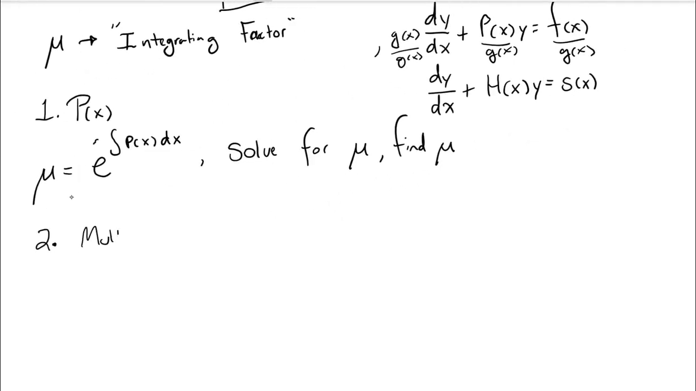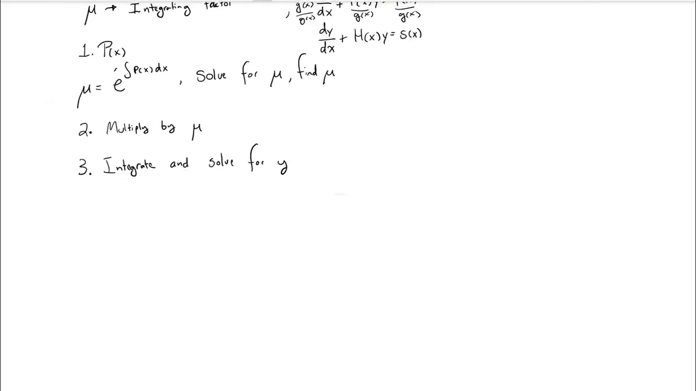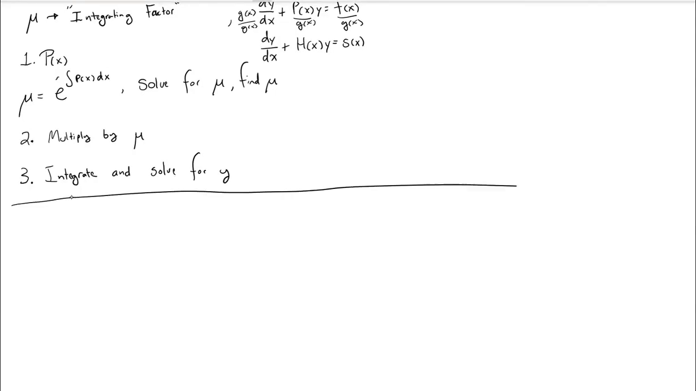Now once we've found mu, we can multiply everything by mu. And then our last step, we will integrate both sides. Integrate and solve for y. So those are the 3 steps, and we'll hop into an example here to see exactly how to do it.